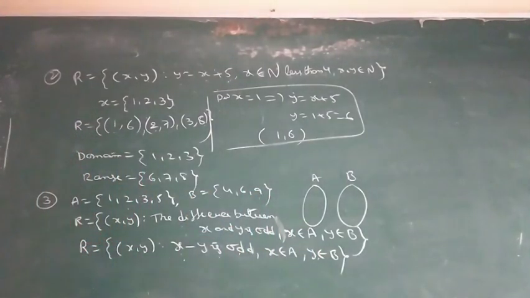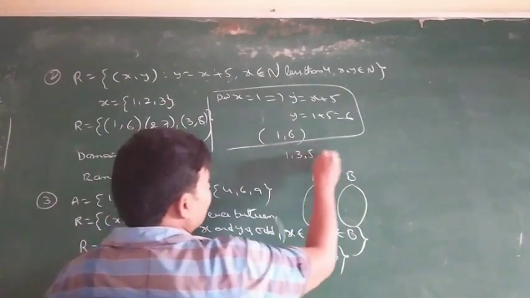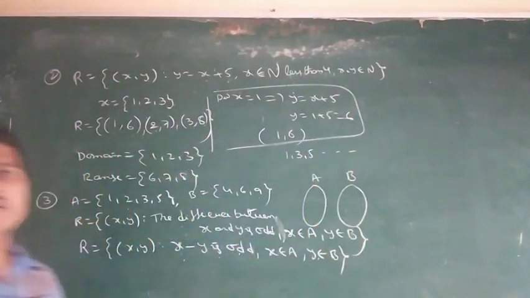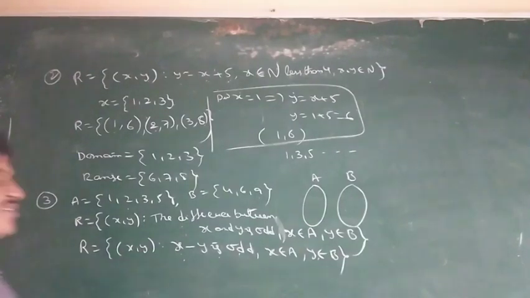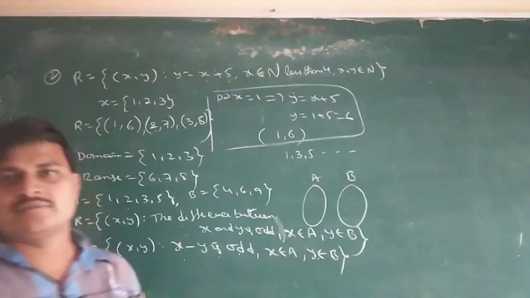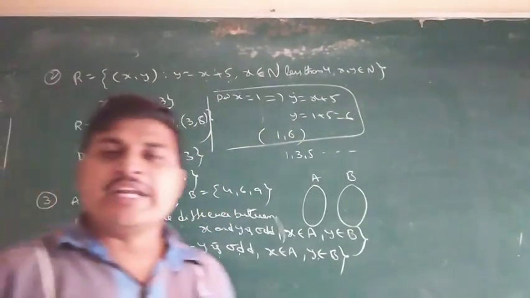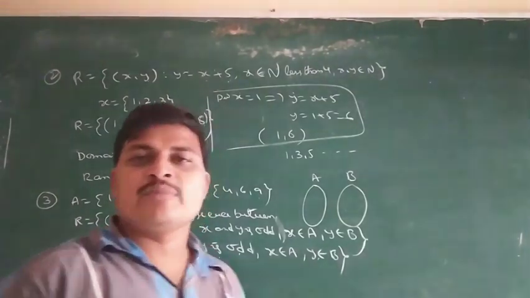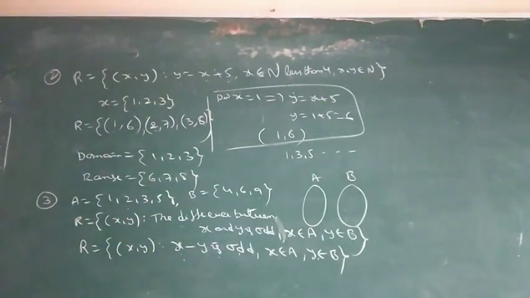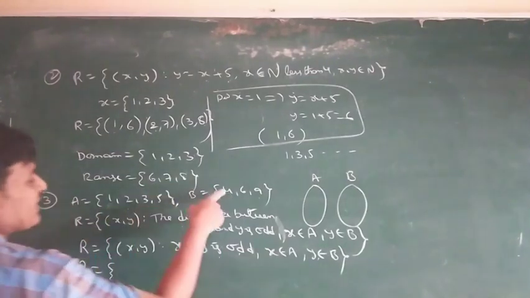Odd numbers are 1, 3, 5, 7, 9 and so on. Minus 1, minus 3, minus 5 are also negative odd numbers. Positive odd numbers are 1, 3, 5 and so on; negative odd numbers are minus 1, minus 3 and so on. So, what is the relation? R is equal to, first 1 minus 4.